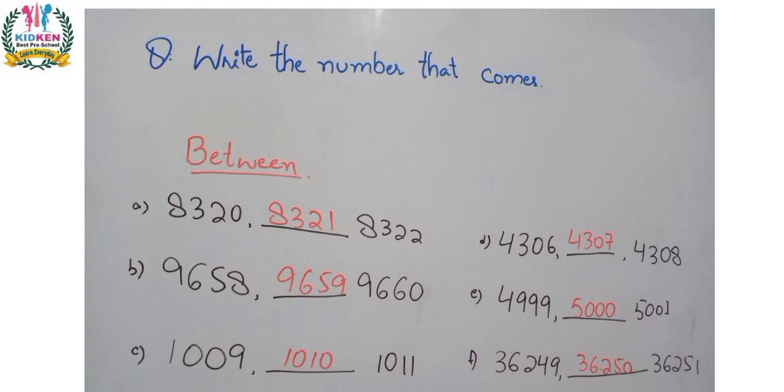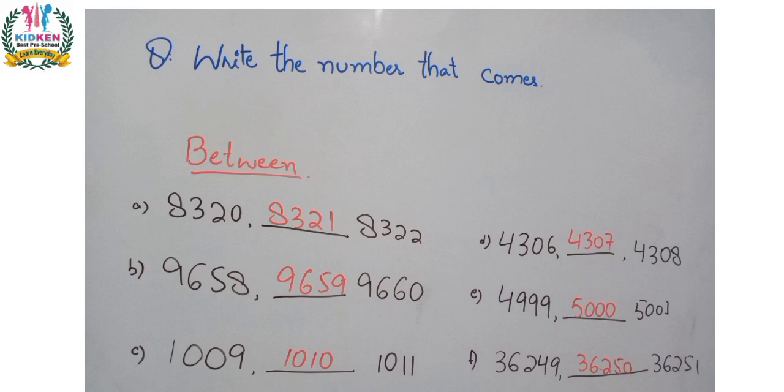Part B is the same: we can write the before number of 9660 and the after number of 9658. So our solution is 9659. Part C is 1009 dash 1011. So again we can write the after number of 1009 and the before number of 1011. So our solution is 1010.